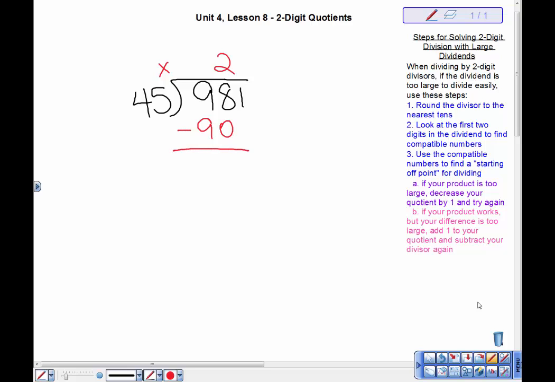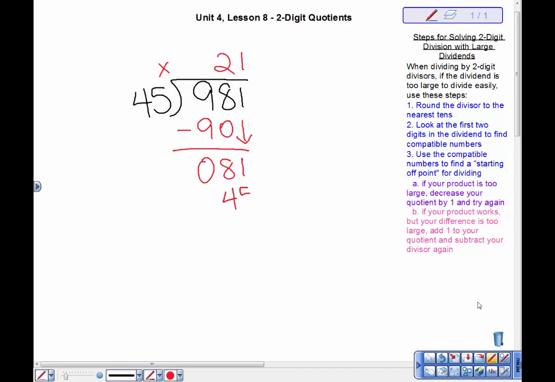If we do that, 8 minus 0 is 8. 9 minus 9 is 0. And if I compare, 8 is smaller than 45, so I'm good to go. That means that I can bring down this 1, and I now have 81. Now I want to figure out how many times I can take 45 away from 81. Well, I know that 45 times 2 equals 90, and that's not enough for 81. So I can only take 45 away one time.